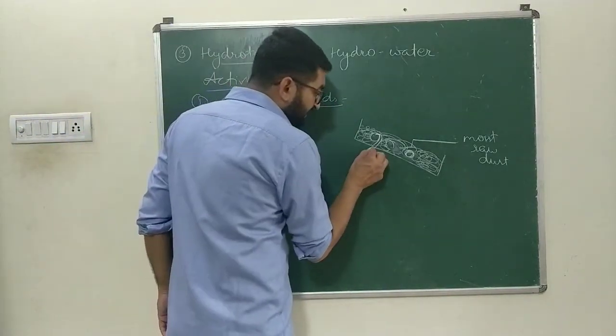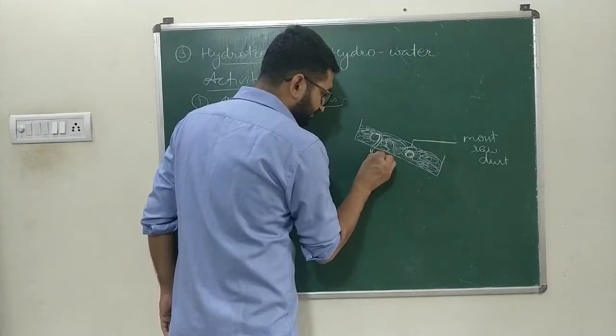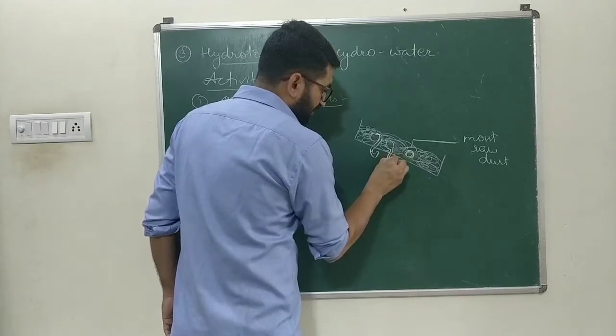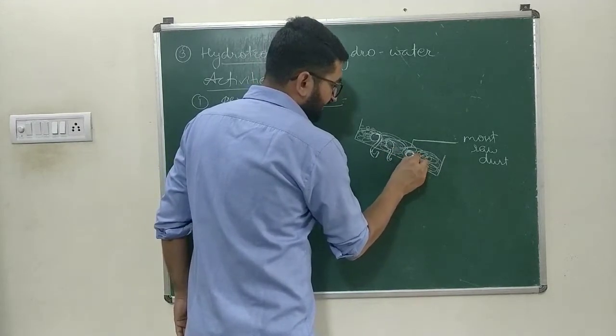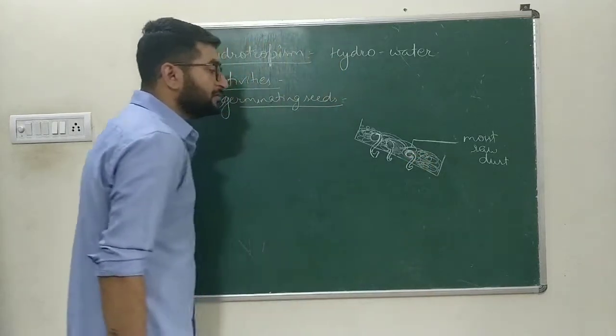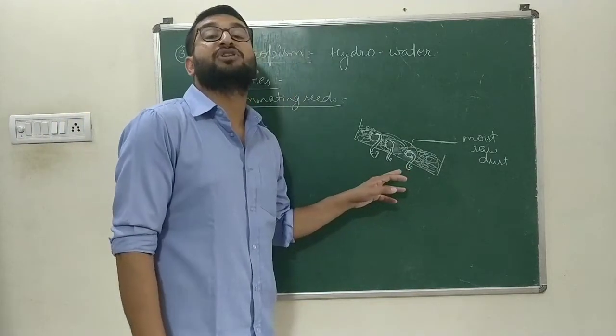But after some time, after some growth, it will bend towards water. And radicle is the future root. This activity will prove that roots are positive hydrotropic.